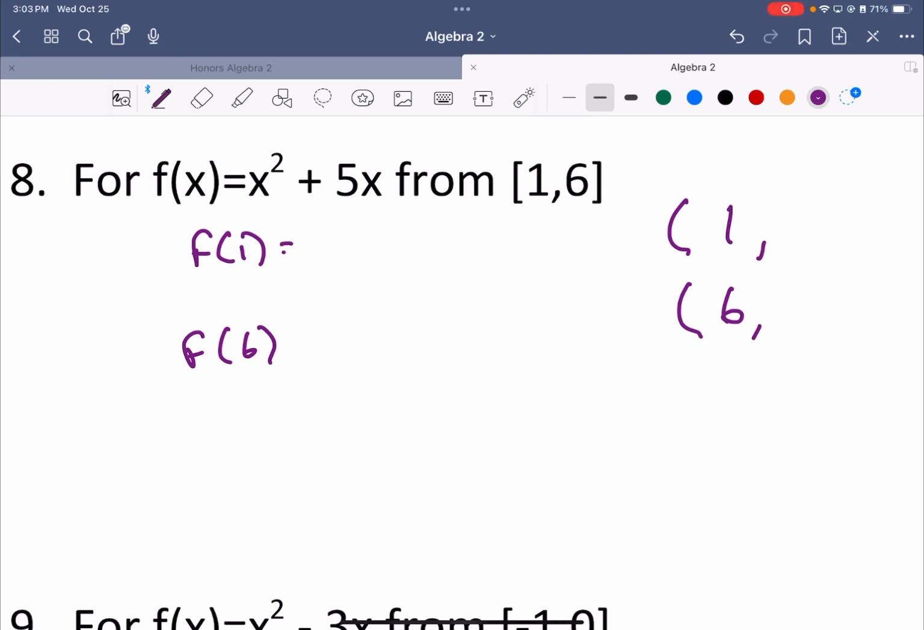Okay, f of 1. Inside parentheses, we put a 1. So 1 squared plus 5 times 1.